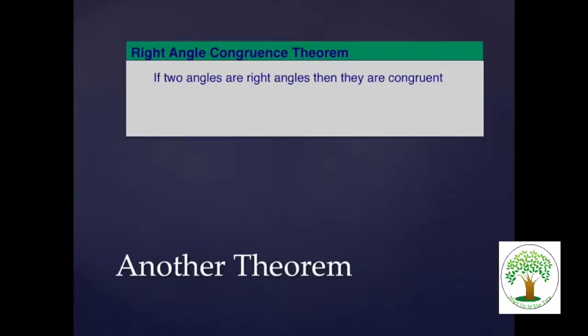Here we go. Here's the other one, the right angle congruence theorem. That should be a couple pages back. This is in your postulate book. It should be towards the end. We're going to put some pictures with this. It says that if two angles are right angles, then they are congruent.